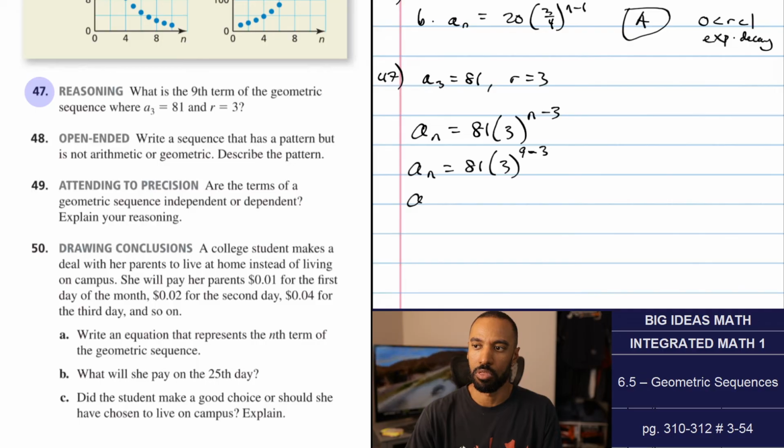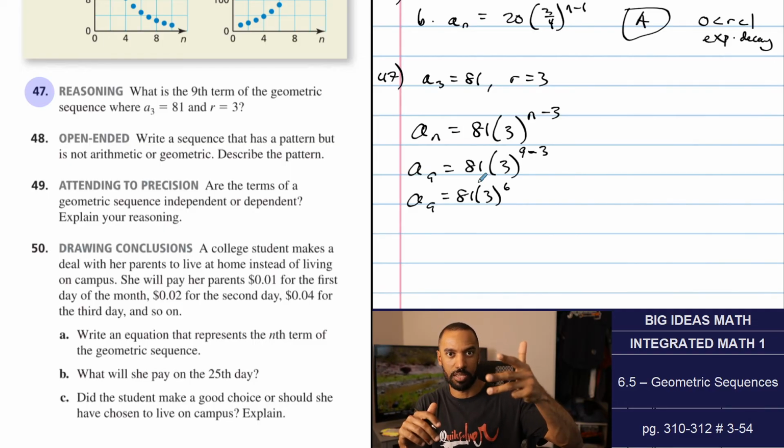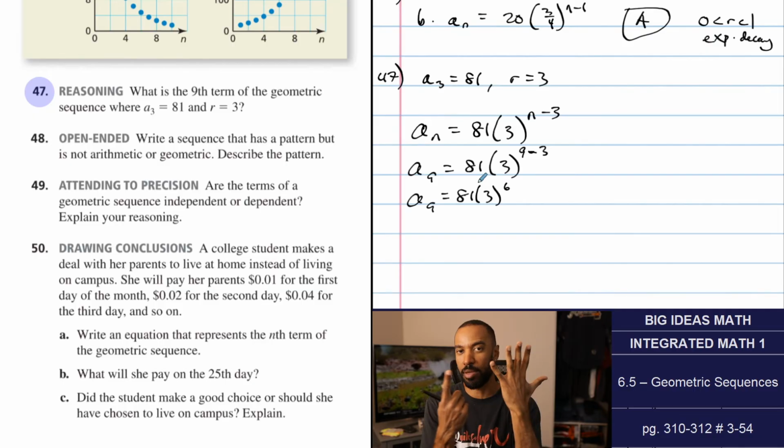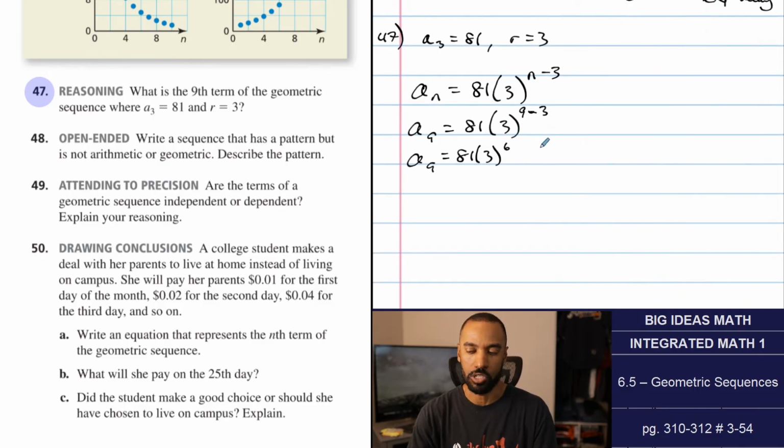Sorry, this should be a sub 9. A sub 9 is 81 times 3 to the 6th power. So that's basically saying we're at the third term, right? We're going to do times 3 for the fourth term, times 3 for the fifth, times 3 for the sixth, times 3 for the seventh, times 3 for the eighth, times 3 for the ninth. I'm going to multiply by 3 6 times from 81 to get there. So you can do the rule however you need to make sense of it.